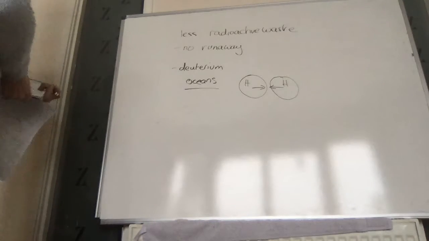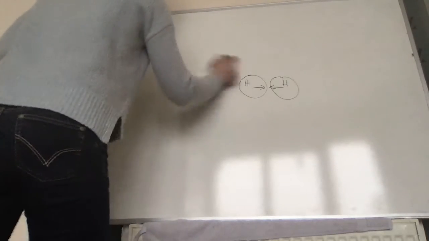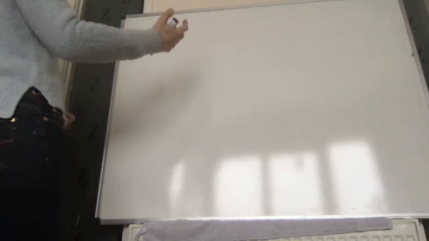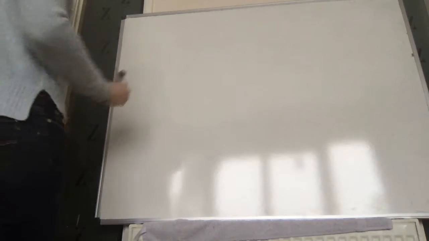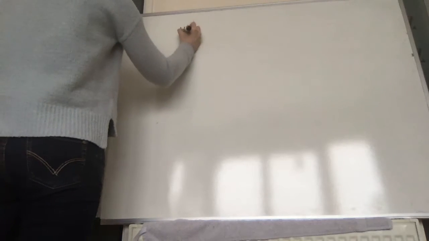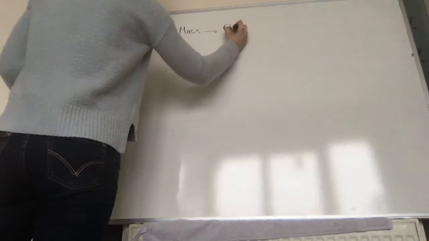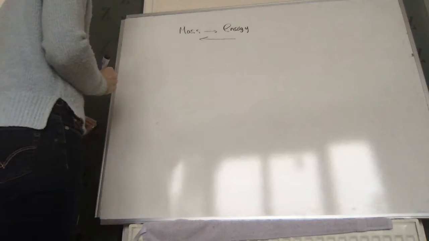Okay, very quickly then I want to talk about Einstein's mass-energy equivalence. Okay, and then we'll go into the maths side of things. Okay, so basically mass is a form of energy. Einstein came up with this first of all as a theory, and then it was proven beyond doubt. So basically mass is a form of energy. So mass can be converted into energy and vice versa. Energy can turn into mass.